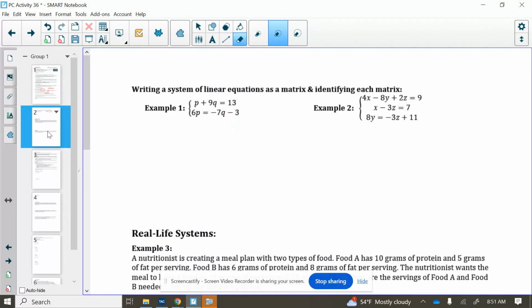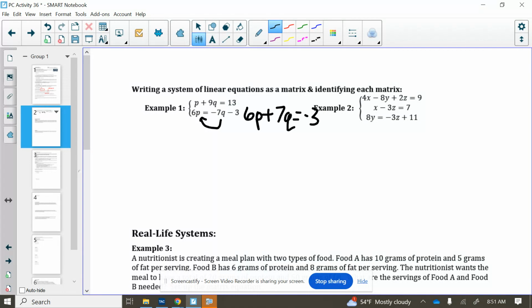So we have a couple examples here about organizing that data into the correct matrix. Now, one thing to note, you want to make sure you set this up so that you have variables on one side, constants on the other. So if we look at this one here, for instance, this negative 7q should be moved back to this other side, so that we really have 6p plus 7q equals negative 3, so that we can make sure we line up our matrices correctly. So we have our coefficient matrix.